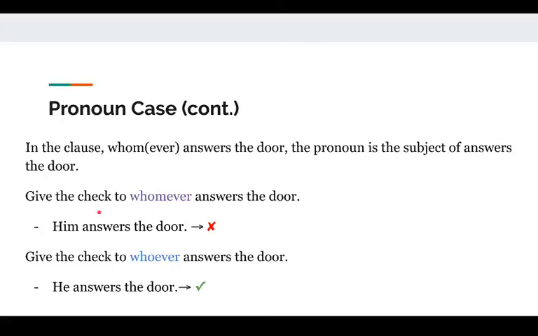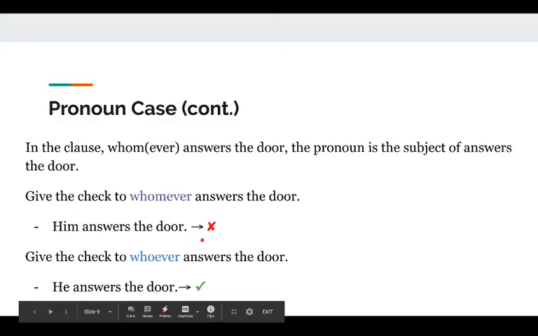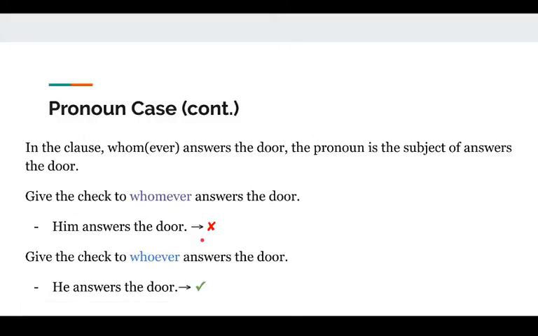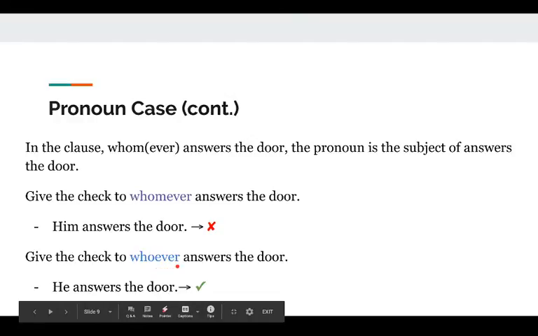So here, give the check to whoever answers the door. If you say him answers the door, it doesn't make sense. But if you say he answers the door, that makes sense. So that's why you can say give the check to whoever answers the door. So that's why in this sentence, whoever is the right one to use between the two.